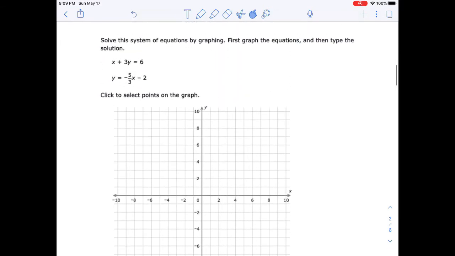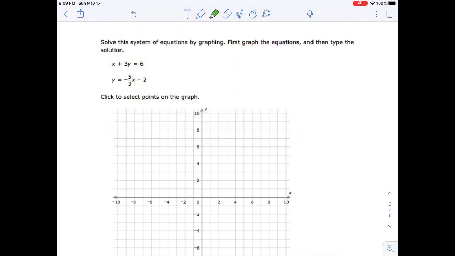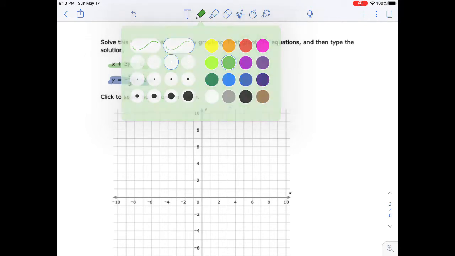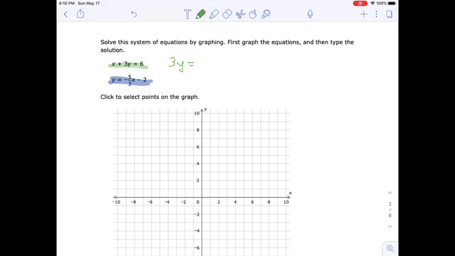The colors this time are green and blue. Green is the top one, and blue is the bottom one. Okay, so the top one is not in slope-intercept form, so I need to move the x over and then divide everything through by 3. So plotting that starts at 2, down 1 over 3, up 1 over 3. Okay, so it looks something like that. Again, my graph is slightly off.